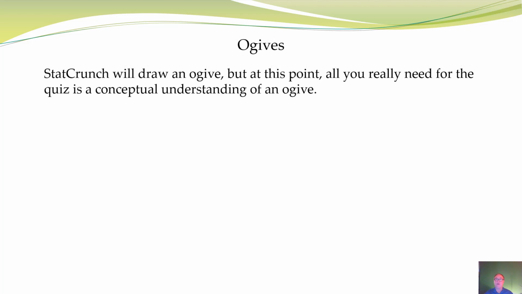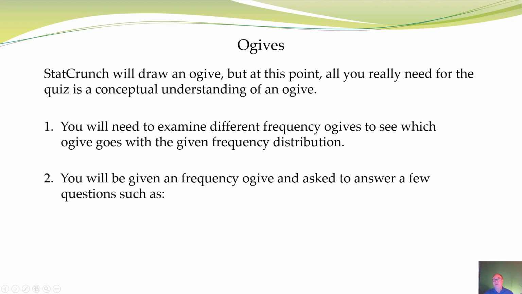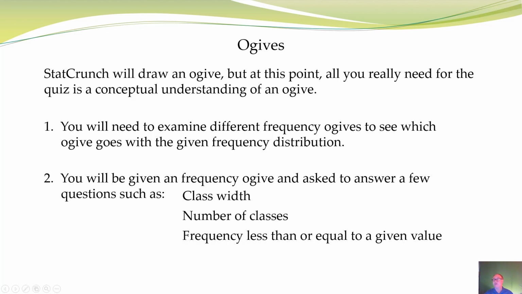Now StatCrunch will draw ogives, but again, all you really need is a conceptual understanding for the quizzes. You will need to examine different frequency ogives to see which ogive goes with the given frequency distribution. You will need to look at an ogive and answer questions such as class width, number of classes, frequency less than or equal to a given value, frequency greater than a given value.